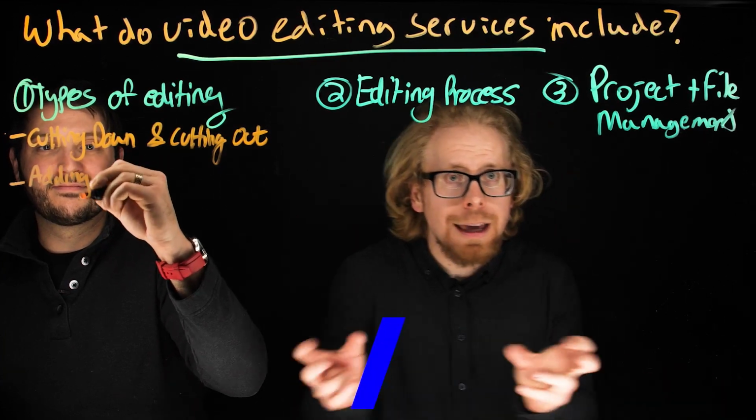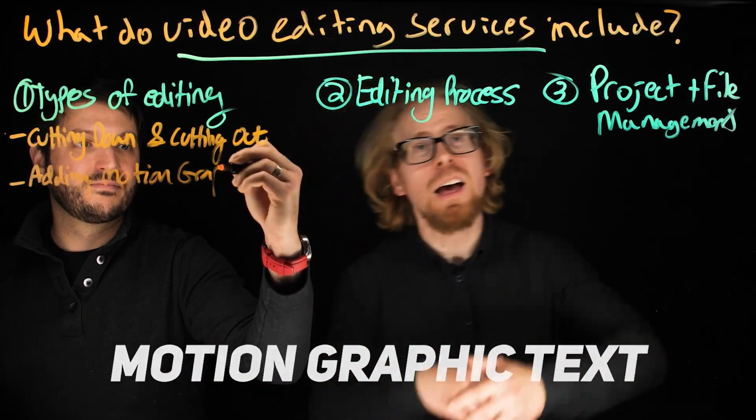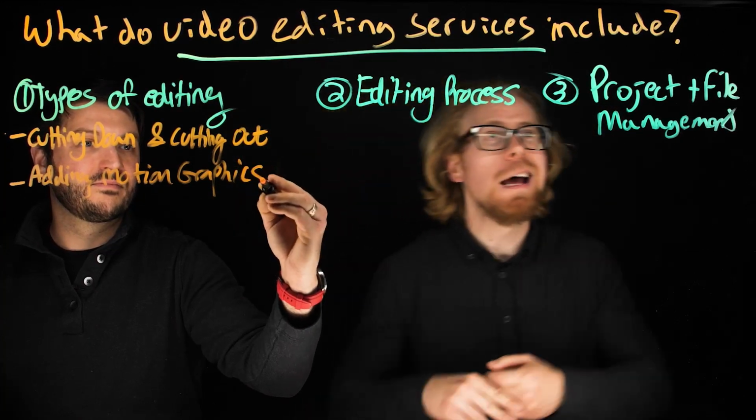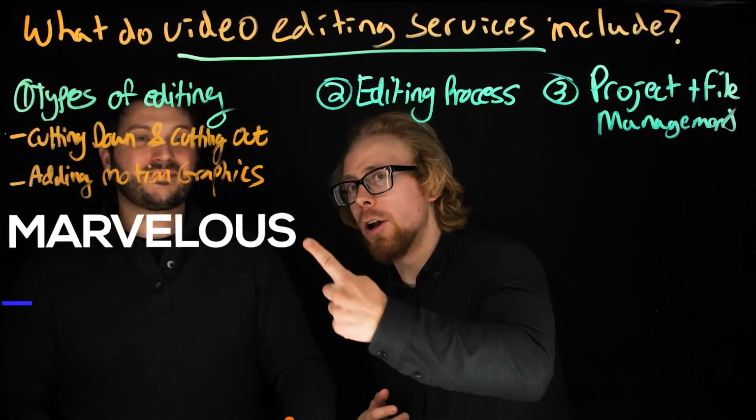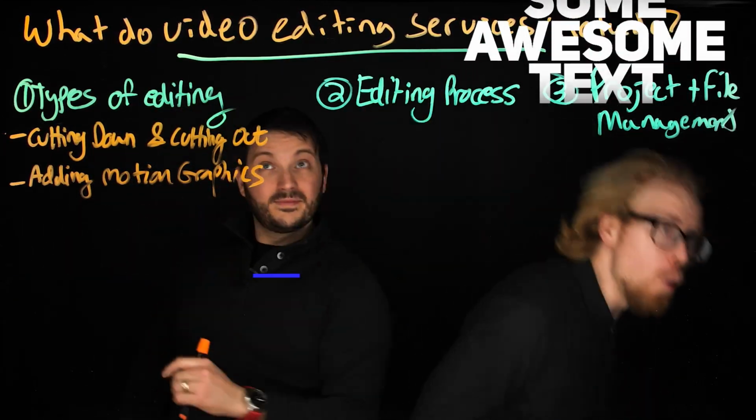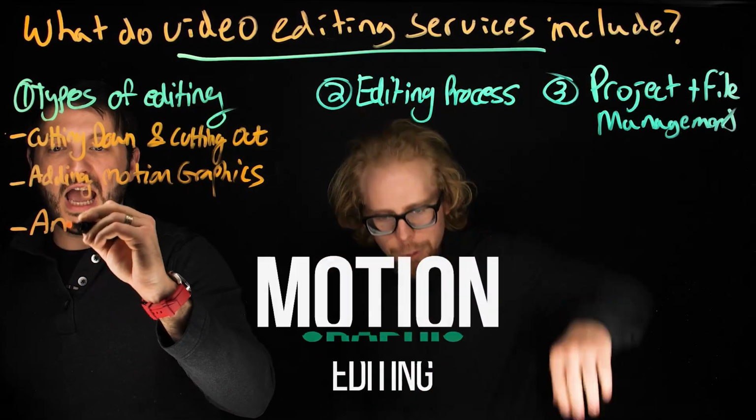The next thing is adding motion graphics. Remember that title that came into the screen at the beginning of this video? That is a motion graphic text. There are also other graphics that are in motion that come on the video. Here's an example right here, and another example right here, and one more right there. That is motion graphics editing. And next is animation.